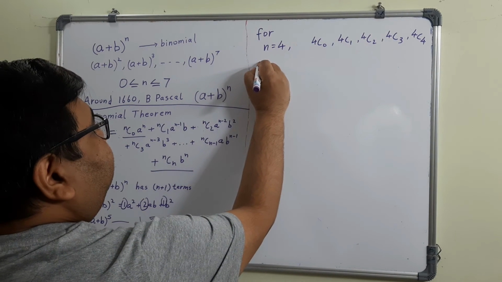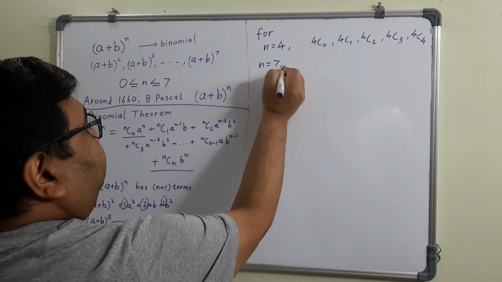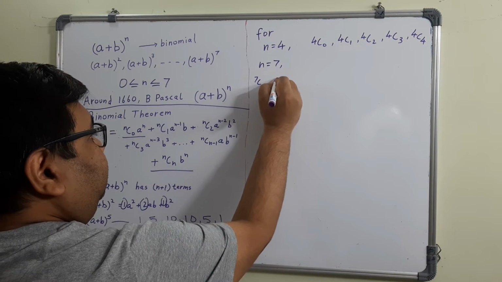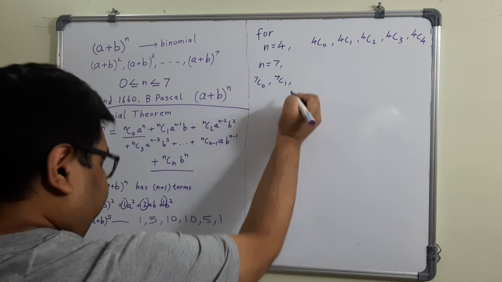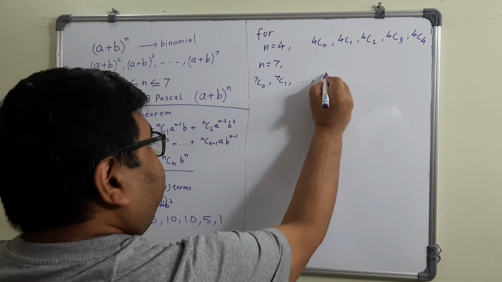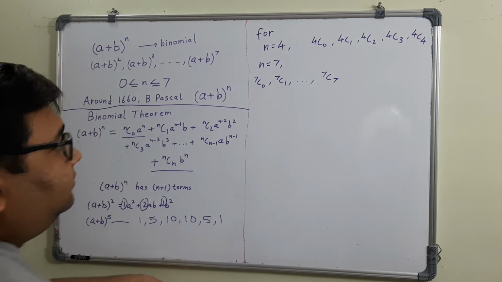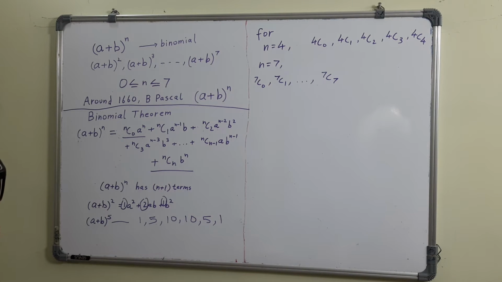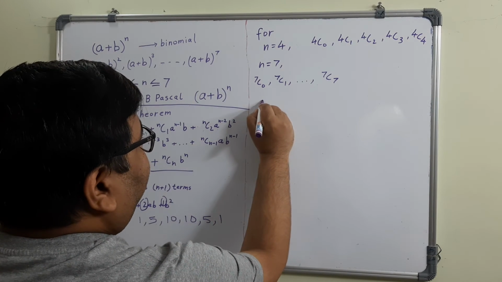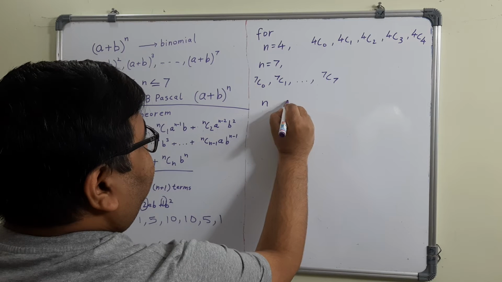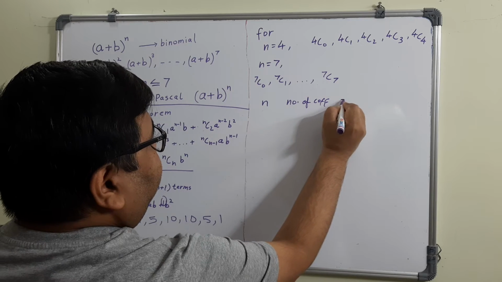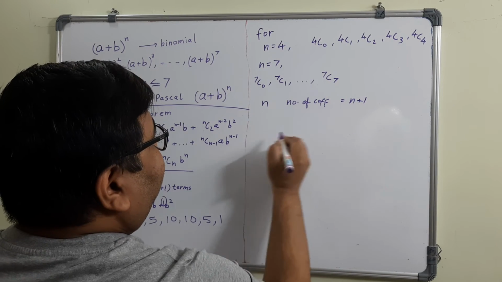Similarly, for n equals 7, the coefficients are 7C0, 7C1, up to 7C7. So for any number n, the number of coefficients equals n plus 1, as we can see from here.